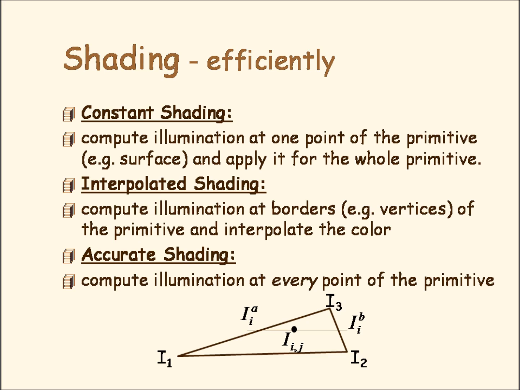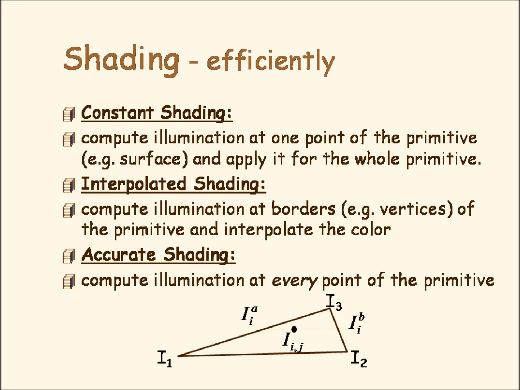It means compute illumination at borders, for example the vertices of the primitive, and interpolate the color. Interpolate means to insert something of a different nature into something else. So in interpolated shading, we compute illumination at borders and that illumination is inserted into the image color to create an effect of interpolated shading.